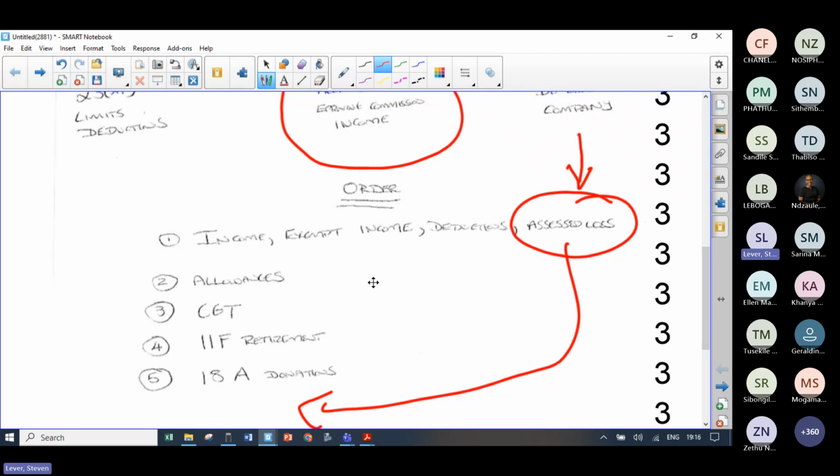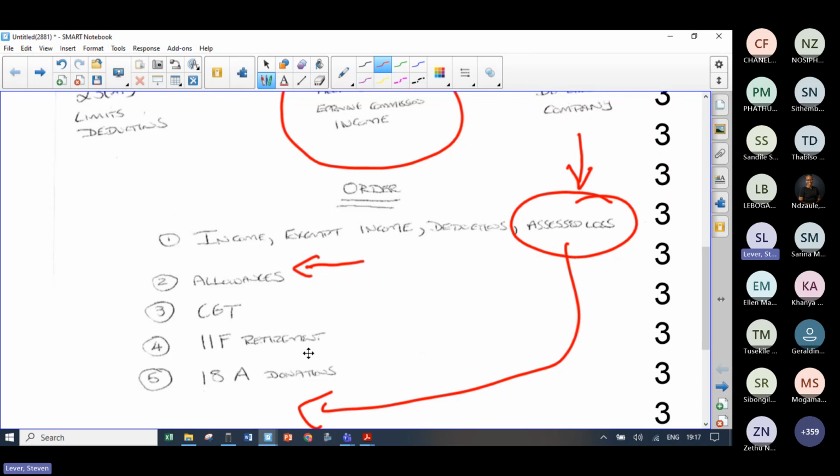Okay? What happens, guys, is the next thing that happens is allowances need to go in. Guys, now I need you to understand something. If you look at section 8 of the SACA legislation handbook, it says there shall be included in taxable income travel allowances, subsistence allowances, etc. Because it says there shall be included in taxable income, you need to put your travel allowance and your subsistence allowance after income, exempt income, deductions or assessed losses.